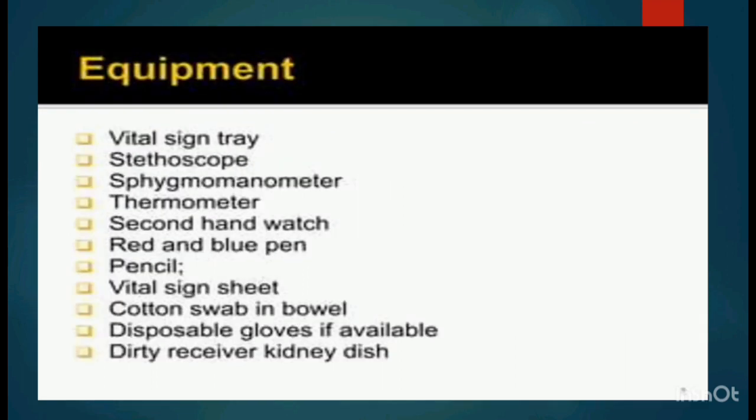So, what equipment do we need to assess vital signs? First is the vital sign tray, which includes a stethoscope, sphygmomanometer, thermometer, second hand watch, red and blue pencil, vital sign sheet, cotton swab in a bowl, disposable gloves if available, and a dirty receiver kidney dish.